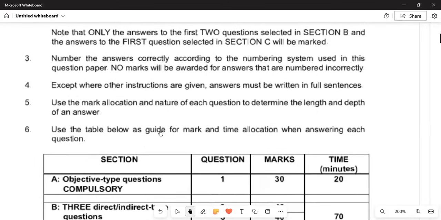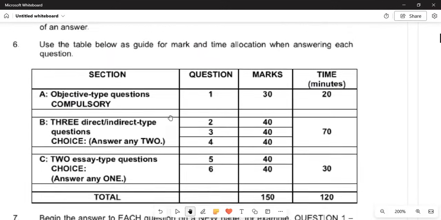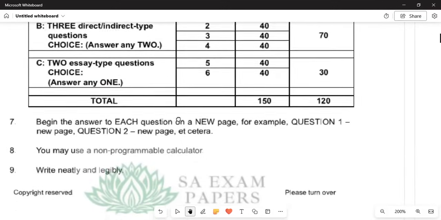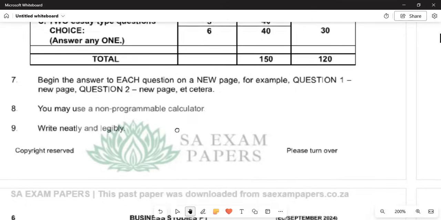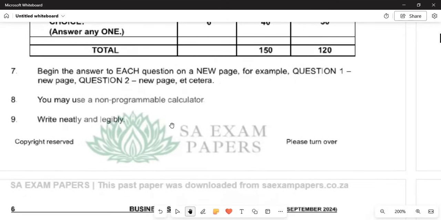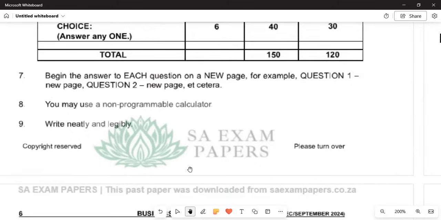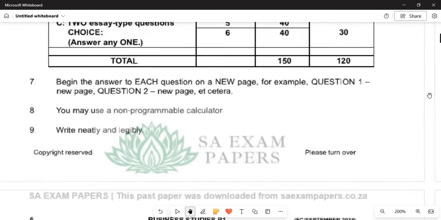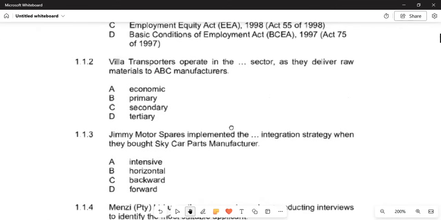Use the mark allocation and nature of each question to determine the length and depth of the answer. Use the table below as a guide for mark and time allocation when answering each question. So that is a table that we are told to use. Instruction number 7: begin the answer to each question on a new page. For example, question 1, new page; question 2, new page. You may use a non-programmable calculator. Write neatly and legibly. So without wasting time, let's go straight to question 1.